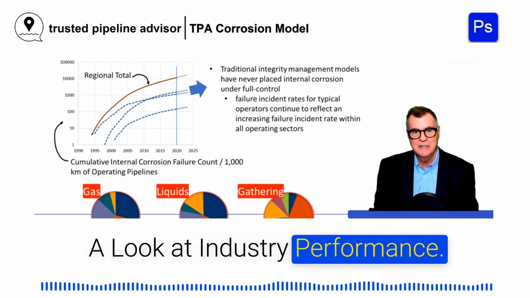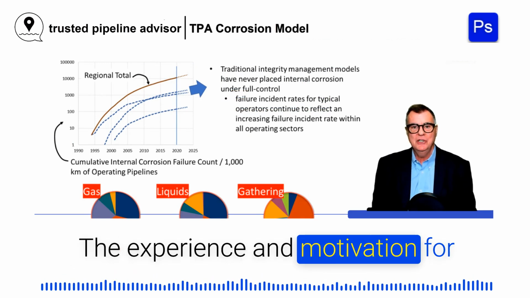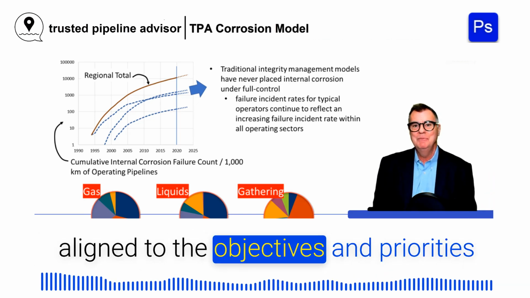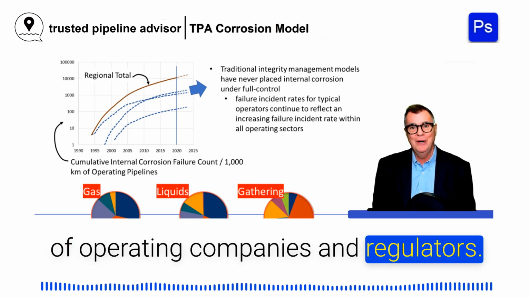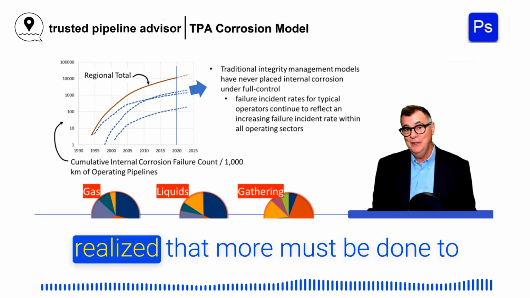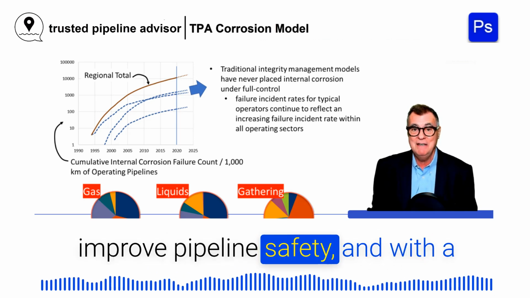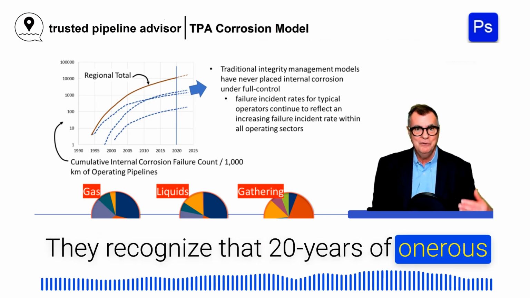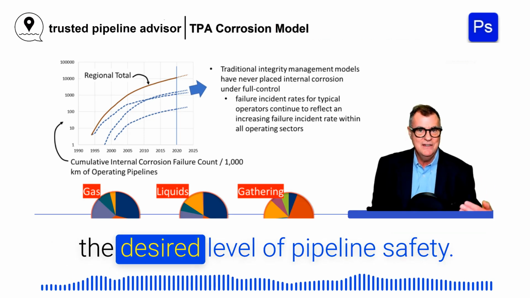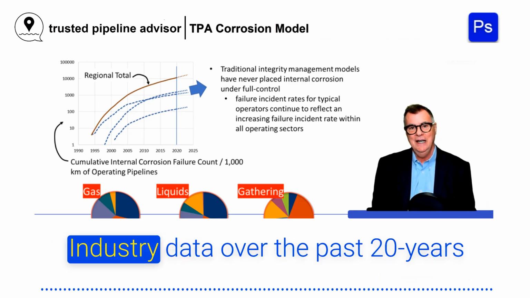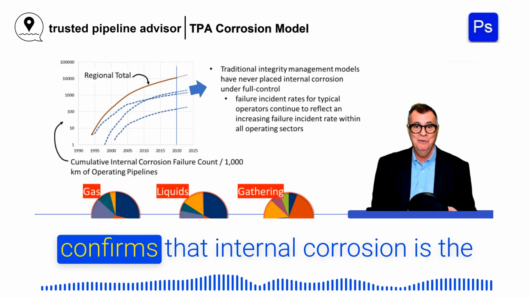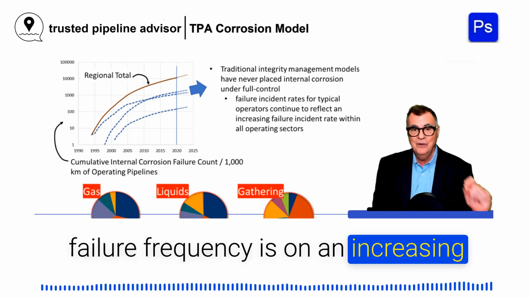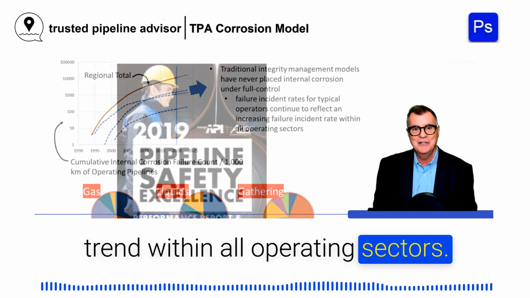A look at industry performance. The experience and motivation for improvement to corrosion models is well aligned to the objectives and priorities of operating companies and regulators. In recent years, they both have realized that more must be done to improve pipeline safety, and with a prioritized focus on internal corrosion. They recognize that 20 years of onerous time-based regulations did not achieve the desired level of pipeline safety. Industry data over the past 20 years confirms that internal corrosion is the number one failure mode and that the failure frequency is on an increasing trend within all operating sectors.